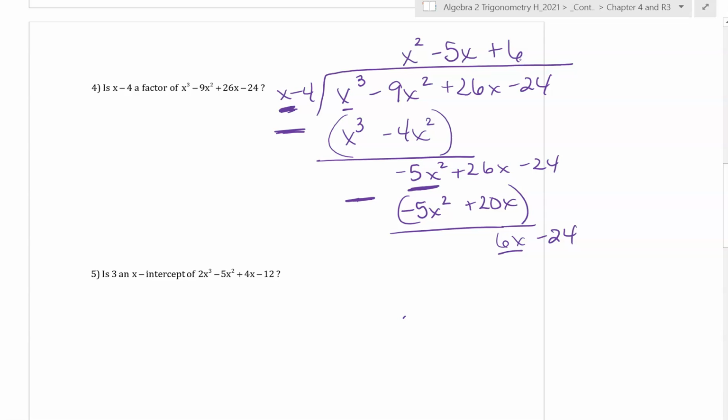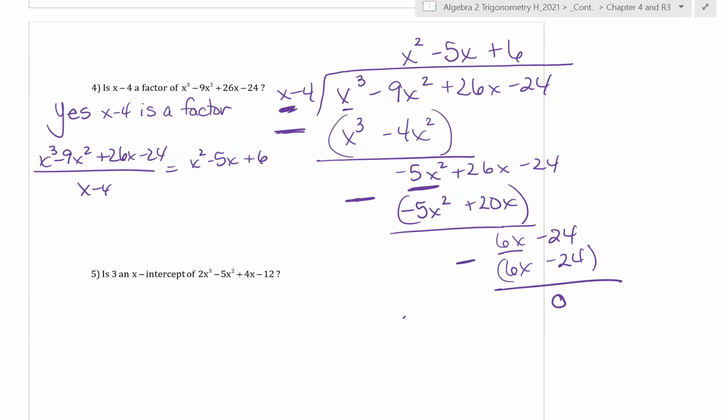So 6 times each term in the divisor. 6 times x is 6x. 6 times negative 24 is negative 24. But again, you're subtracting the entire expression. So we have a remainder of 0. So you would say, yes, x minus 4 is a factor of x cubed minus 9x squared plus 26x minus 24. X minus 4 is a factor because the remainder was 0, so we know that the quotient is x squared minus 5x plus 6.